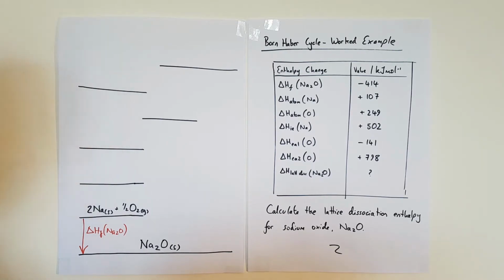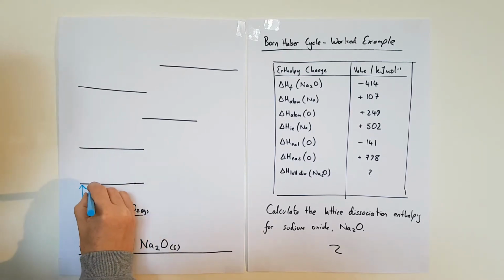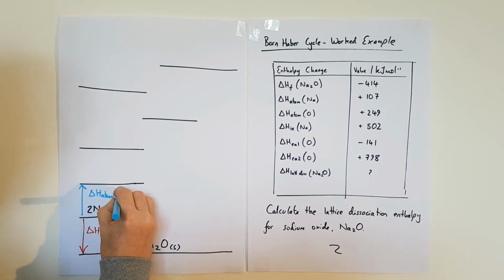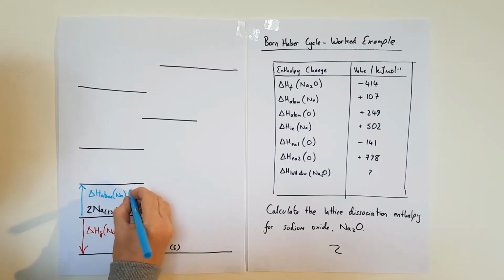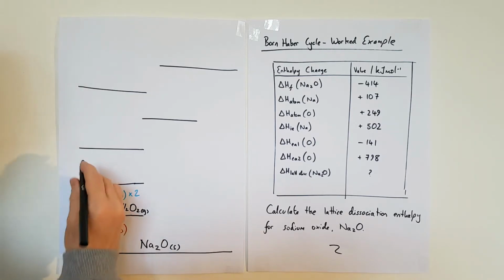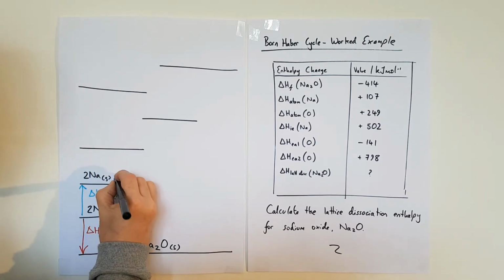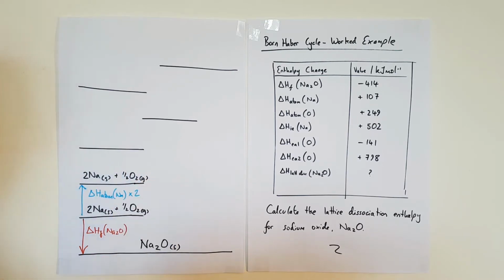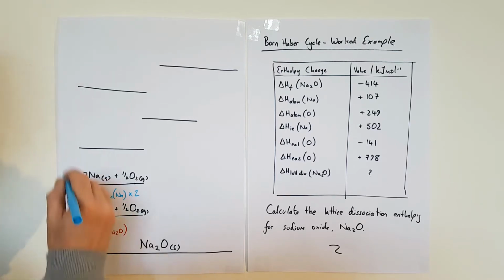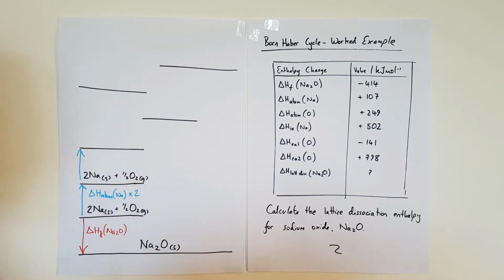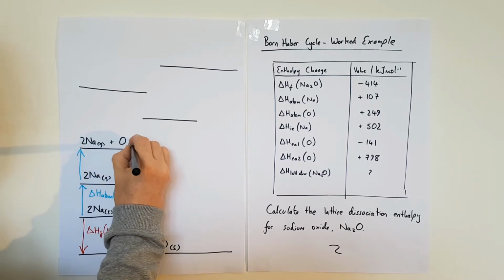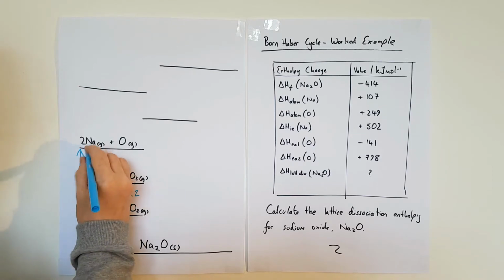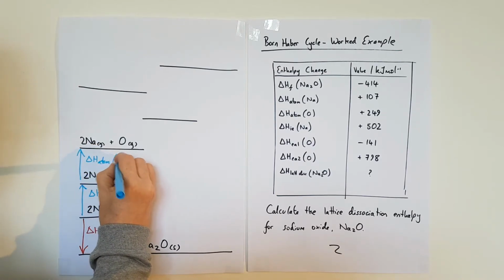So the first thing I'm going to do is atomize my sodium here. And of course remembering that because it's 2 atoms of sodium, I'm going to need to times that by 2. So that'll make my sodium gas. Now I'm going to atomize the oxygen. Remember, enthalpy of atomization is the energy change to make 1 mole of gaseous atoms. So because I'm making 1 mole of gaseous oxygen atoms, I just need 1 atomization of oxygen there.